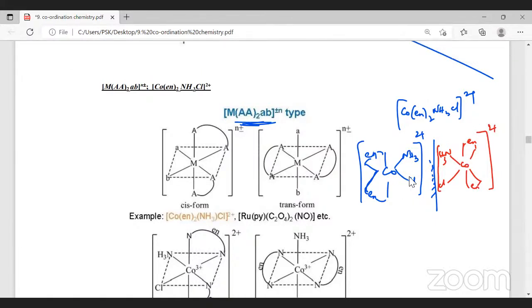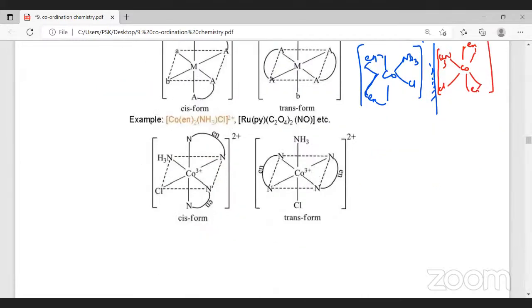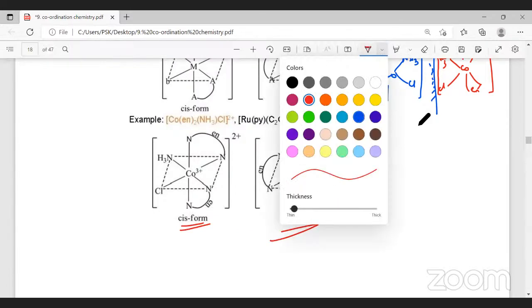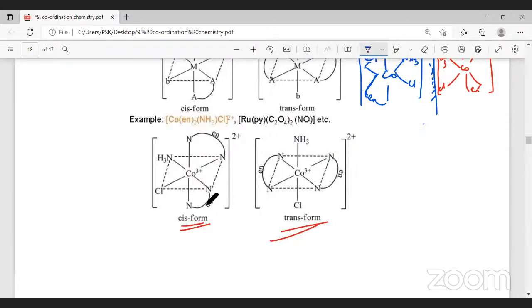Are they mirror images superimposable? You see, en is on the left side of the cobalt here, and here en is on the right side. Ethylene diamine is on the right side of the cobalt. Therefore, they are mirror images but not superimposable. Therefore, this also can exhibit optical isomerism. It can rotate the plane polarized light clockwise or anti-clockwise. See, the same example here, they mentioned it as cis and trans also. Why did they mention it as cis and trans? Here en is close to each other, cis. Here en is on the opposite side, trans.